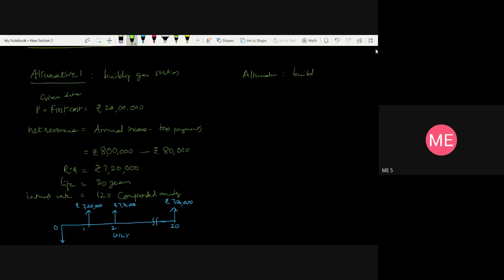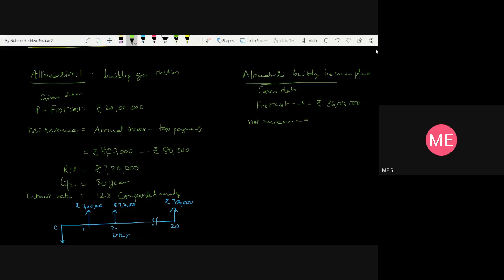So for this, we have the initial cost, alternative 2. What is the given data? The first cost, that is nothing but P, is given as rupees 36 lakhs. Then we know that revenue, meaning annual income, is there, as well as the tax payments, because both are annual. So I can take it as net revenue.